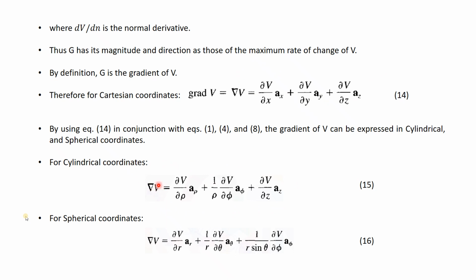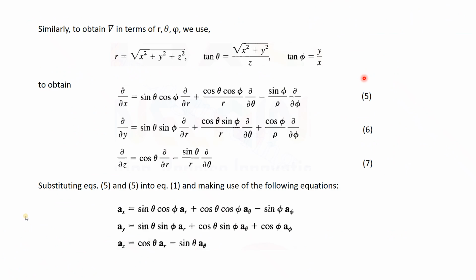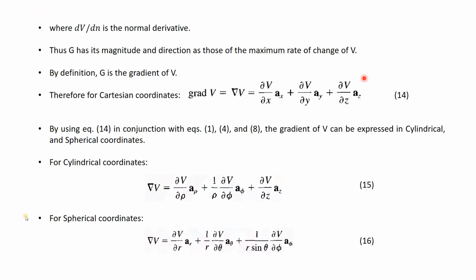Now for the cylindrical coordinate system, if you write the del operator, and if you have v with you, just put the value of v similar to this. Here also, you have the spherical coordinate system; for the scalar v, just put the value of v over here in the empty spaces.